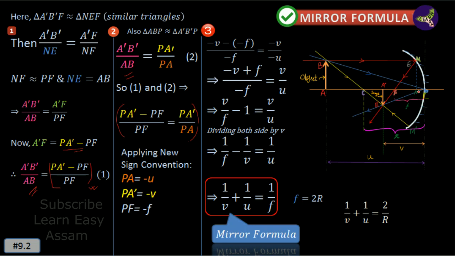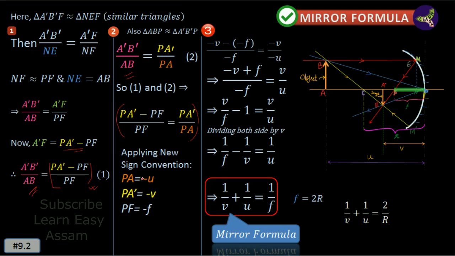PA dash is nothing but the image distance. So we have to measure the image distance here opposite to the direction of incident light. So that is why it is also minus v. That is the image distance. And what about PF? We can see PF is nothing but the focal length. So again it is minus f.